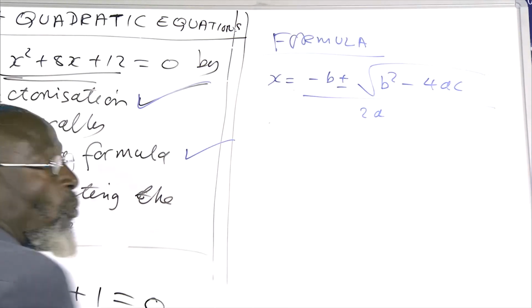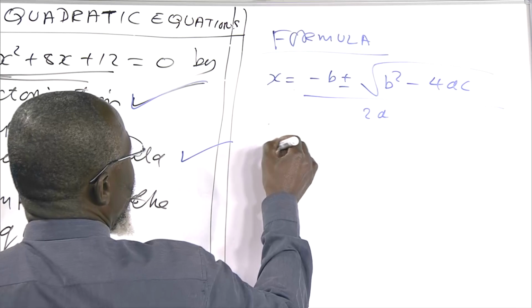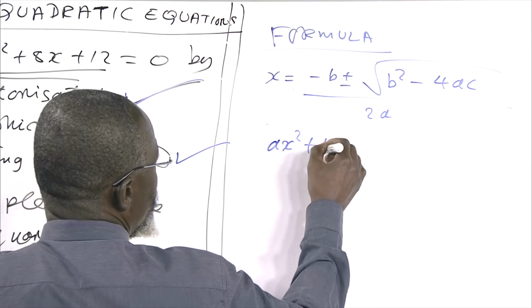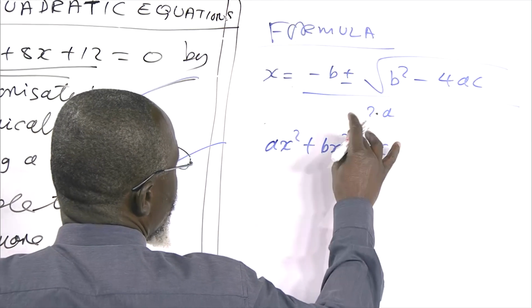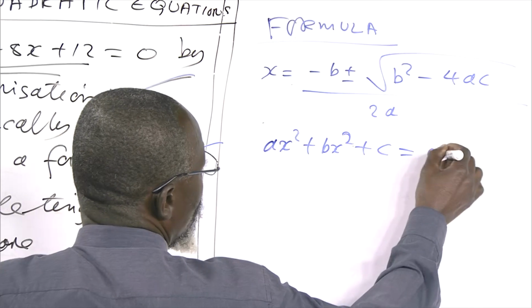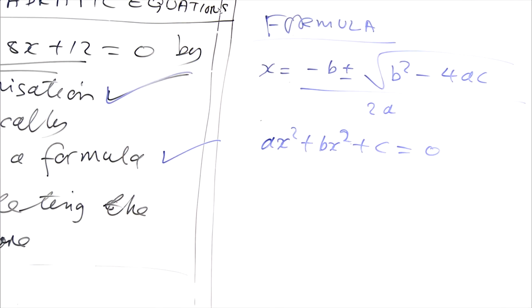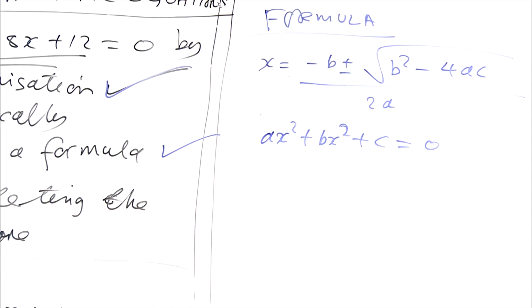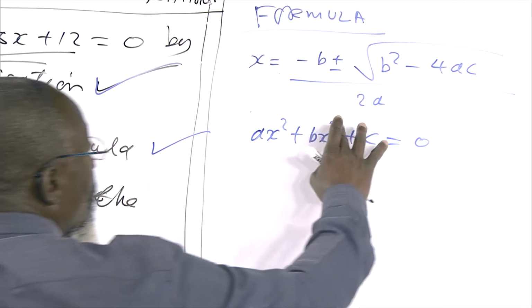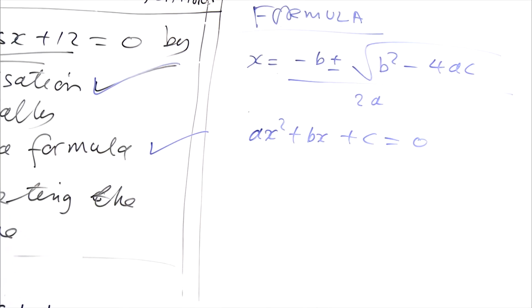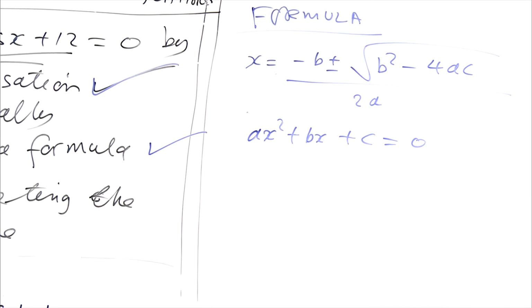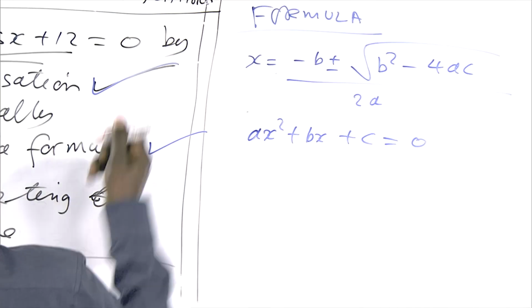We have to first understand that ax squared plus bx plus c is the general equation of all quadratics. Sorry, there's no squared on the bx there. General equation of all quadratics.